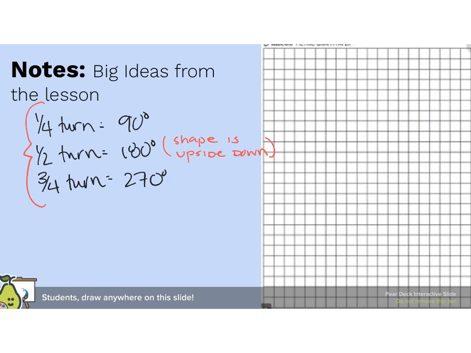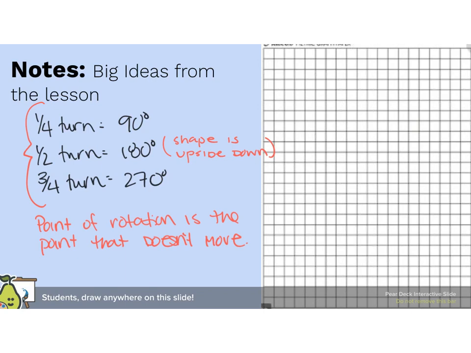Oh, also a big idea is that the point of rotation is the point that doesn't move. That's probably, yeah, maybe the biggest takeaway is the point that doesn't move. You have to know what the point of rotation is in order to figure out if it moved 1/4, 1/2, or 3/4 of a turn. So these are my big ideas.